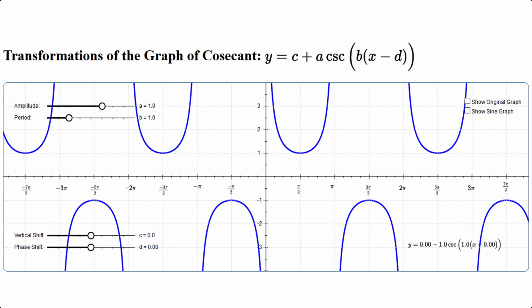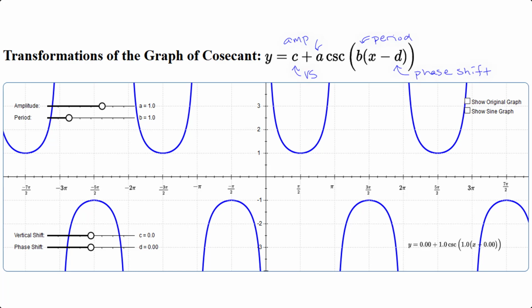Notice the same sort of transformations exist with cosecant as did with the sine graph. So for instance, we have this value c, which is a vertical shift, this value a, which was an amplitude change, this value b, and this value d. D was a phase shift, and b is a period change. So the changes that can occur here can be affected by these constants.